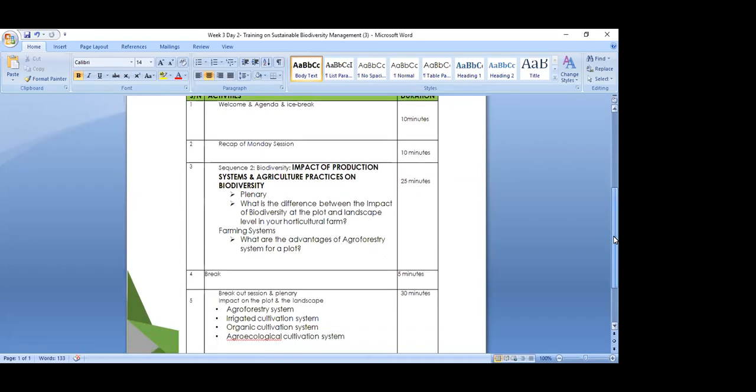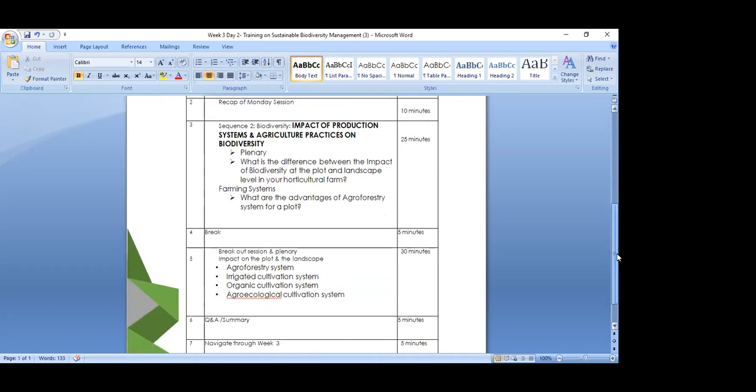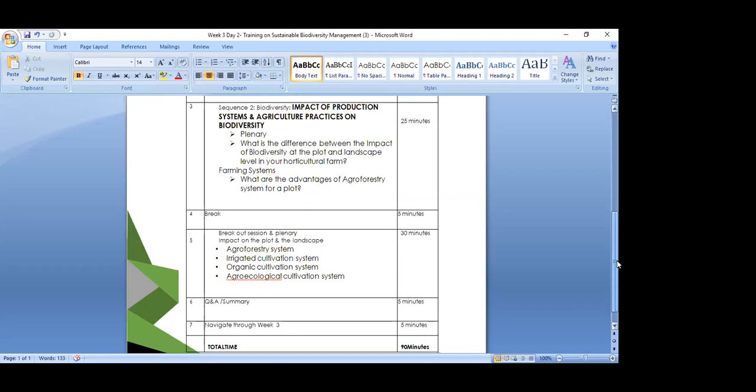And to add to that, we're going to discuss what are the advantages of agroforestry system for a plot. We're going to have a break of 5 minutes, and then we're going to proceed to a breakout session, provided we are many enough to go to the session. And there we'll be discussing agroforestry system, irrigated cultivation system, organic cultivation system, agroecological cultivation system. We're going to give room for question and answer, and we're going to navigate through with a nice time today.